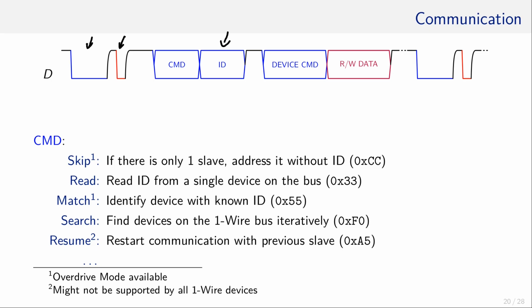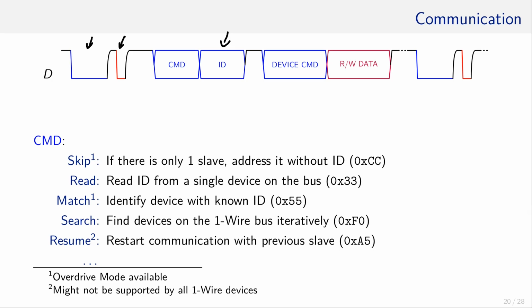Another one is the Search ROM command, which identifies which IDs are there on the bus, and the master uses that command to build a table of unique IDs of all the attached devices. The command sequence is followed by the ID if a slave is to be addressed. Then the device command. These commands are specific to the device. To stay with the EEPROM example, supported commands might be read or write the memory from a particular address, or clear everything, etc.